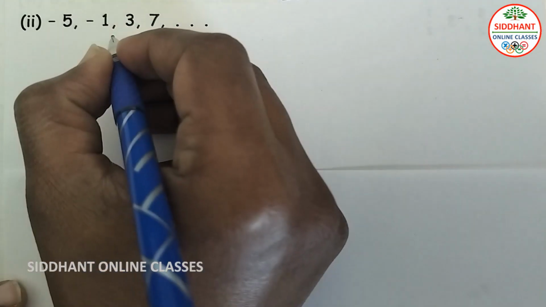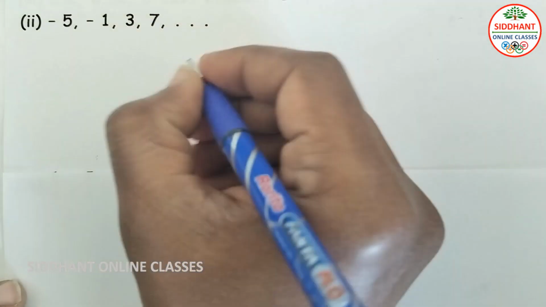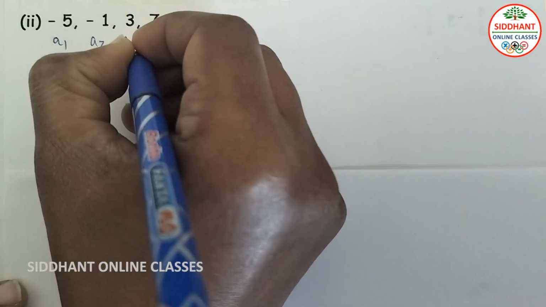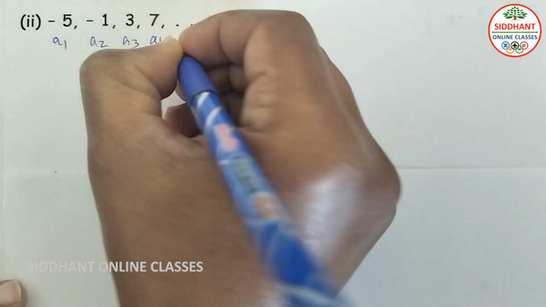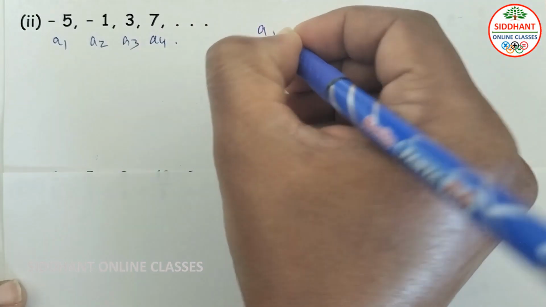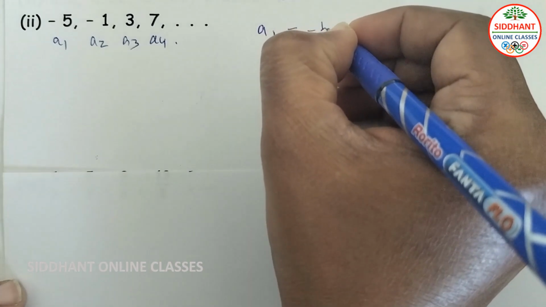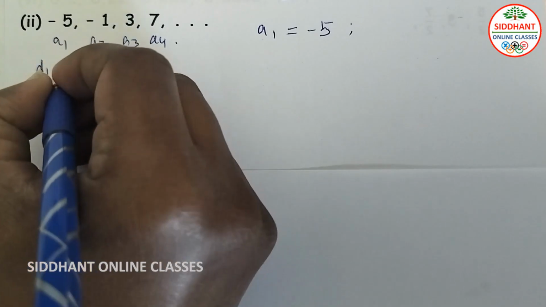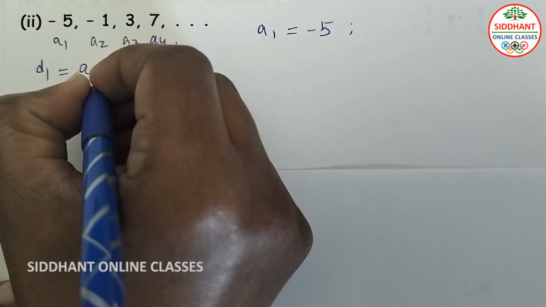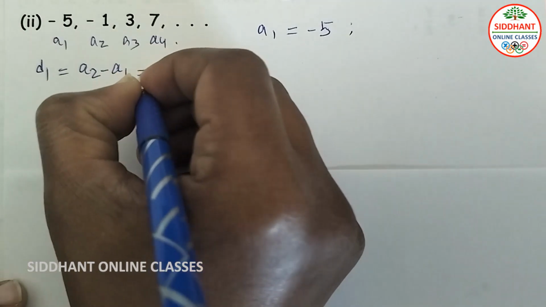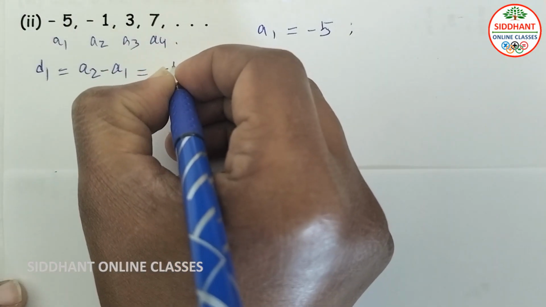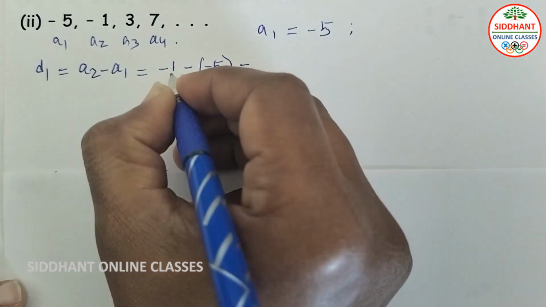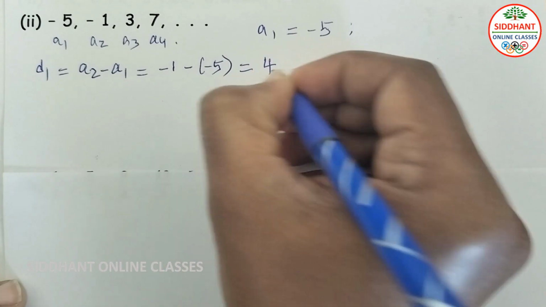Second one, minus 5, minus 1, 3, 7. So here it is A1, A2, A3 and A4. So now we know A1, which is first term, that is minus 5 here, and we are going to see the common difference now. So here D1 equal to A2 minus A1, that equal to minus 1 minus of minus 5, that equal to 1 plus 5 which will be 4 here.